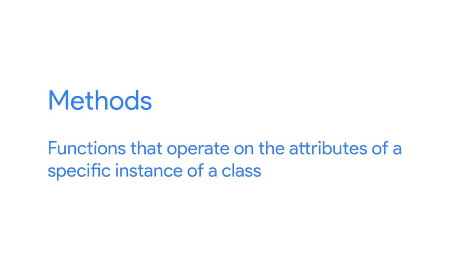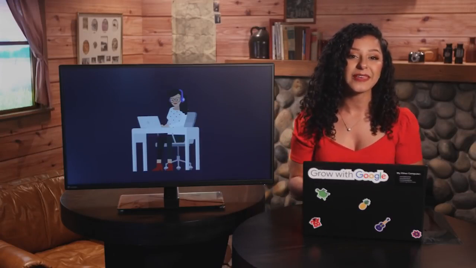We called out earlier that we use methods to get objects to do stuff. We've seen several methods in our example so far, like lower for strings, append for lists, or values for dictionaries. The key to understanding methods is this. Methods are functions that operate on the attributes of a specific instance of a class. When we call the append method on a list, we're adding an element to the end of that specific list and not to any other lists. When we call the lower method on a string, we're making the contents of that specific string lowercase.